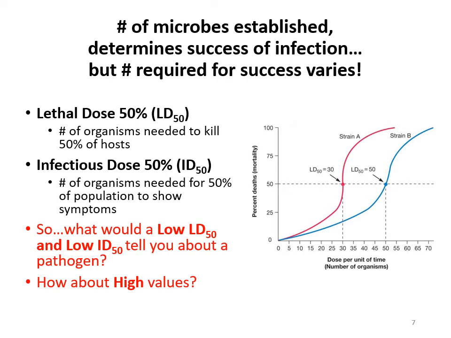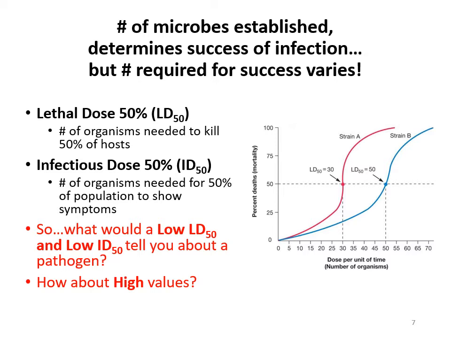Now, when we talk about microbes attaching, adhering, getting established within the human body, the number of microbes that actually establish themselves determines how successful an infection is. Now, the number required for this kind of success varies, and there's two terms that I want you to be familiar with, especially if you go into the medical field, because you'll frequently see the term LD50 or ID50 in case studies or various documents. What these are: lethal dose 50% and infectious dose 50%, okay?